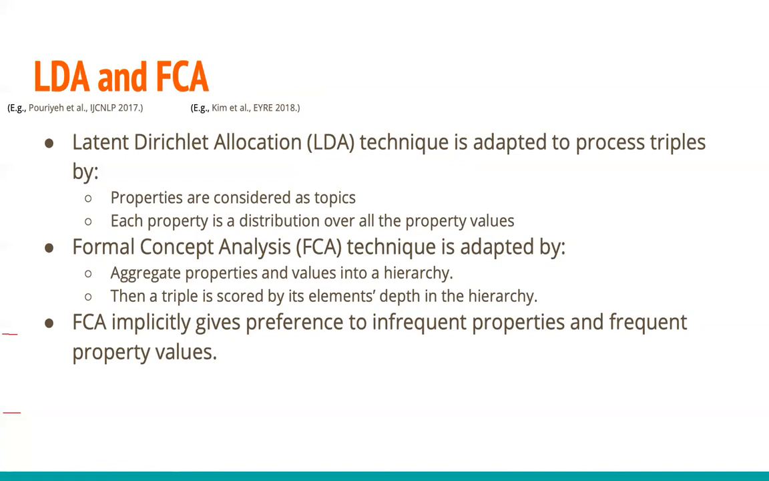So we can see in FCA, basically we think it gives preference to infrequent properties and frequent property values. So if you look deeply, we think that's what happens if we use formal concept analysis. And also, more recent papers use these kinds of techniques, latent Dirichlet allocation and FCA, formal concept analysis, which seem to be different features that people try to use over what we have seen earlier.